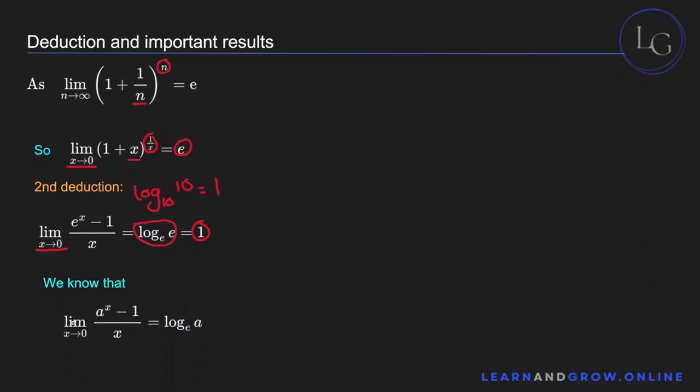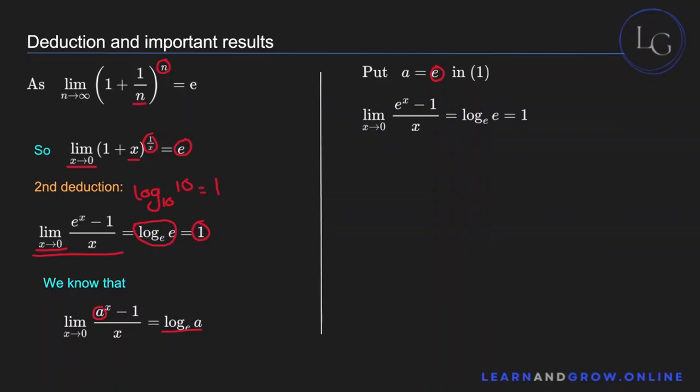Now, we know that the limit of a to the power x minus 1 over x as x approaches 0 is log e of a. We've already proven this earlier, and now we'll use the same logic over here. You can just replace this a with e, and you get this term over here. So now instead of log e of a, you have log e of e. Simple. You get 1.